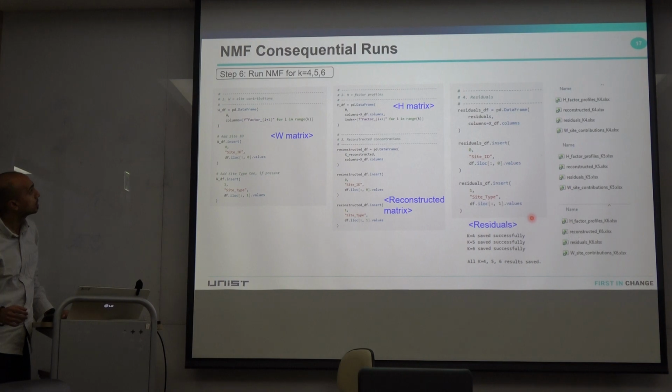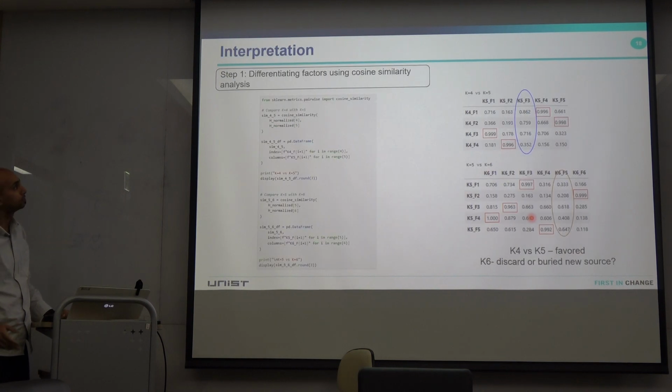Now, next point. We keep doing that, 4 to 6 again. That's how we have the Excel file that is downloaded after you do this. You have your H factor, reconstructed value, residuals and site contributions.